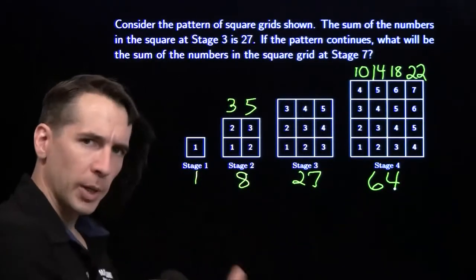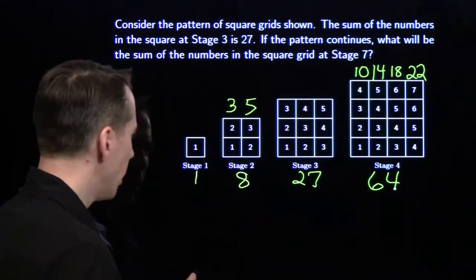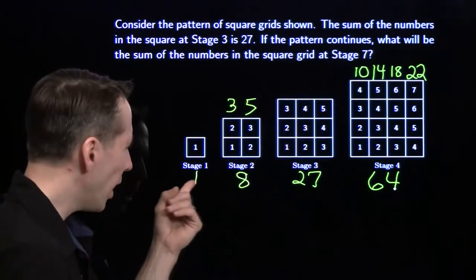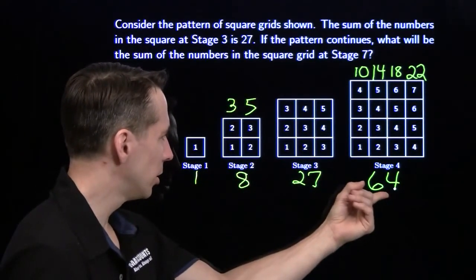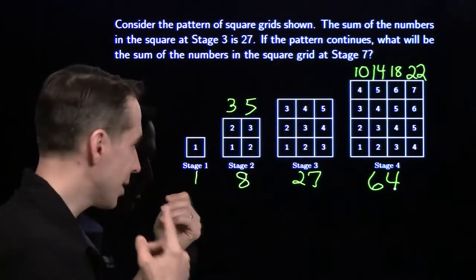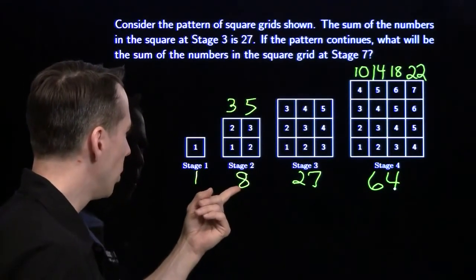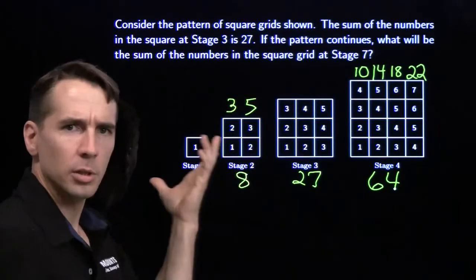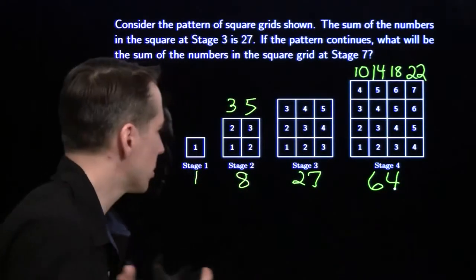Now before we go ahead and multiply that out and write the answer down, let's figure out what's going on here. Why are these coming out to be cubes? Well, the first one's not very interesting, so that's just 1, but this 8, why does the sum of these numbers come out to be 2 cubed? Is it just a coincidence?